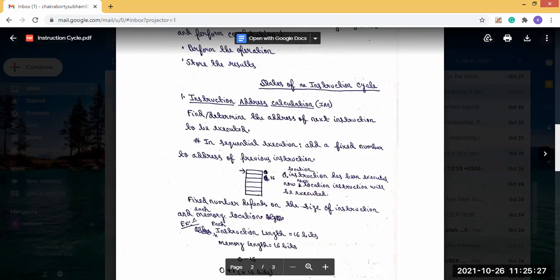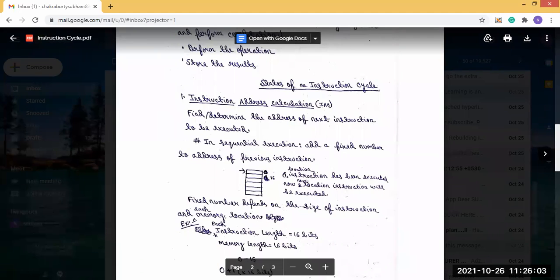So in sequential order, if we perform, then we have to add a fixed number to the address of the previous instruction. If this is sequential execution, that means the instructions are present one by one, one after another. So if it is in sequential order, then we have to add a fixed number to the address of the previous instruction.